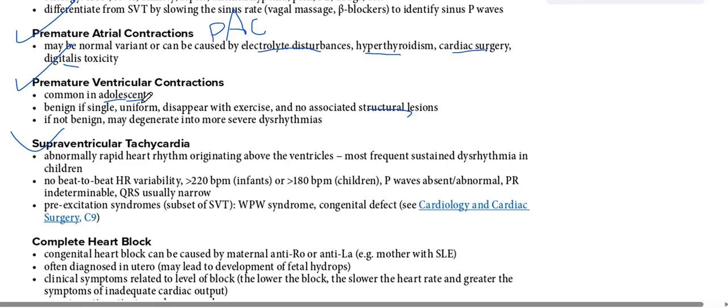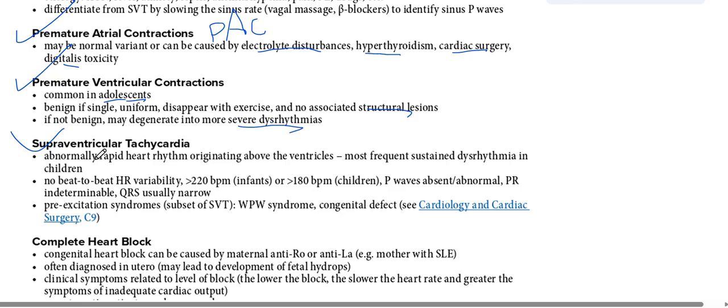Then premature ventricular contraction is common in adolescents. Benign if single, uniform, disappears with exercise, no associated structural lesions. They are usually benign, and they disappear with exercise and no structural lesions. If not benign, they degenerate into more severe dysrhythmias.